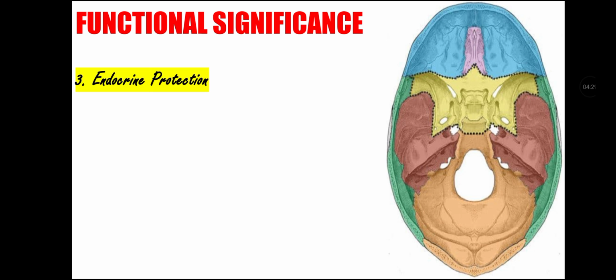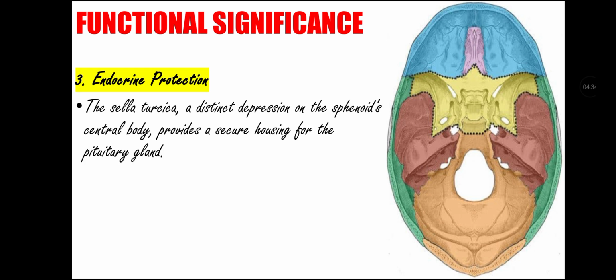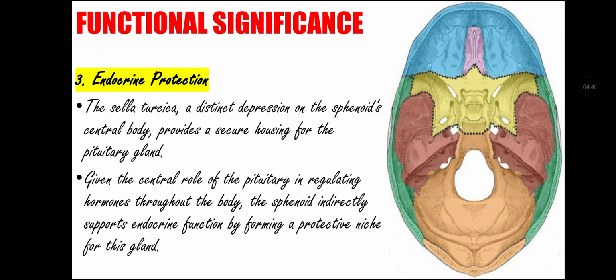Further talking about its functional significance, it also has important endocrine protection as sella turcica, that is a distinctive depression on the sphenoid central body, provides secure housing for the pituitary gland. And given the central role of pituitary in regulating hormones throughout the body, sphenoid indirectly supports endocrine function by forming a protective niche for this gland.